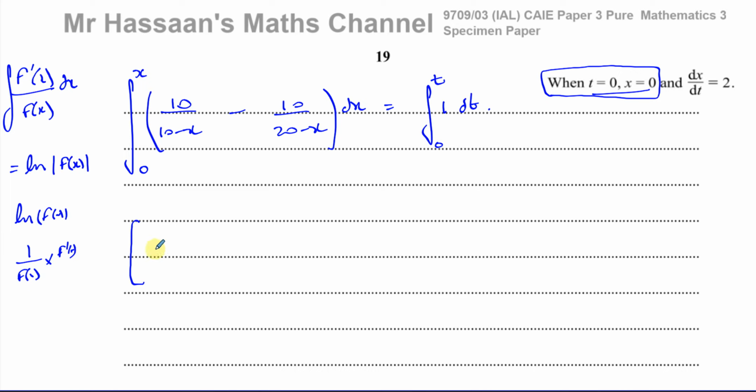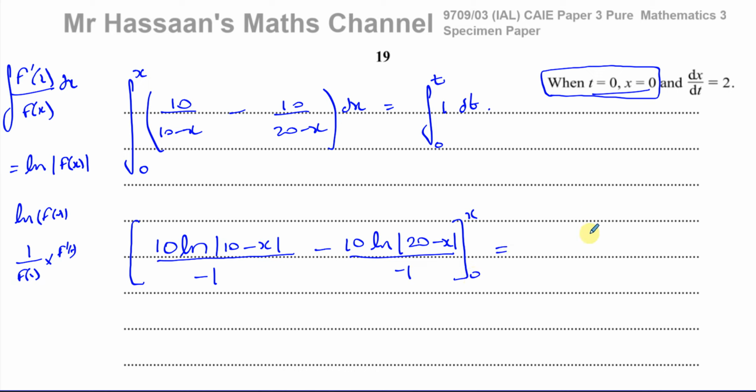So when you integrate, this is the way I like to do it. I'll leave the constant as it is. I'll put times the ln of the modulus of 10 minus x, but then I've got to divide by the differential of what's inside this function, which is minus 1. And here I have minus 10 times the ln of the modulus of 20 minus x divided by the differential of what's inside the function, again minus 1. I have my limits as x and 0, and if I integrate 1 with respect to t, I'm going to get t, and my limits are t and 0.